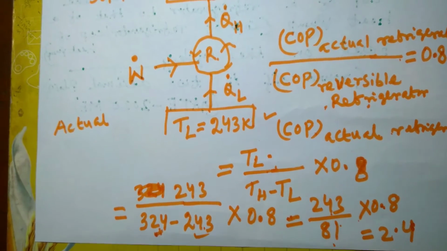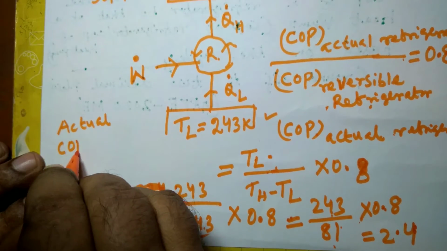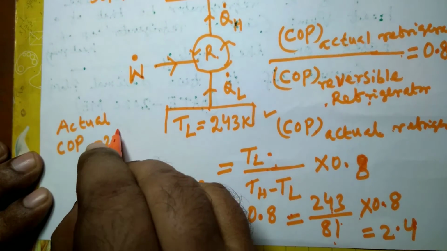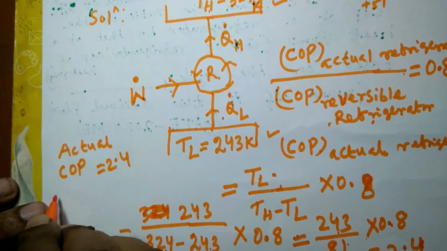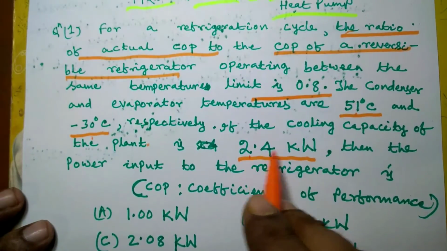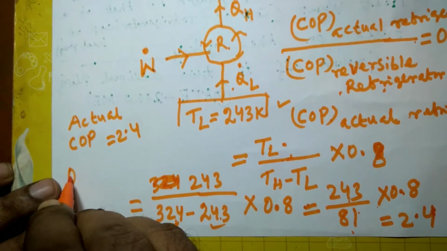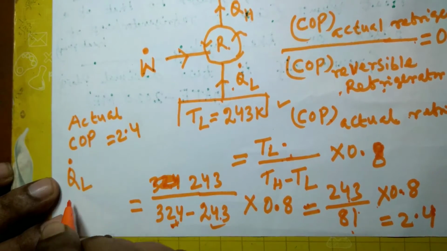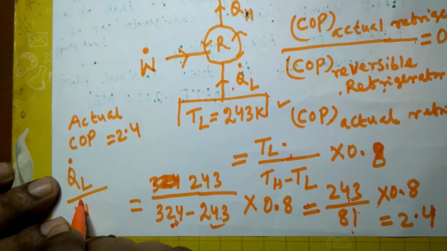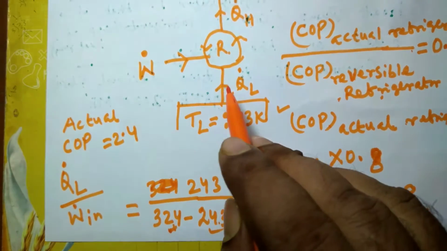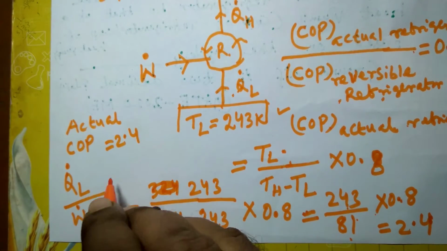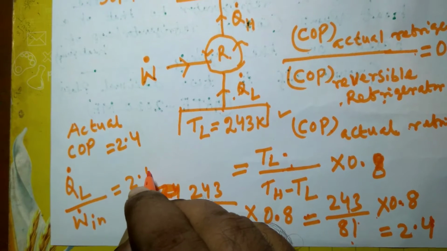So the actual COP will be 2.4, and the actual COP is nothing but Q dot L divided by W dot. Q dot L is given, Q dot L is 2.4 kilowatt. So Q dot L, the cooling load, the rate of heat removed, divided by W dot in is the actual COP. COP is nothing but the desired effect divided by the work input, that is Q dot L divided by W dot in, which is equal to 2.4.